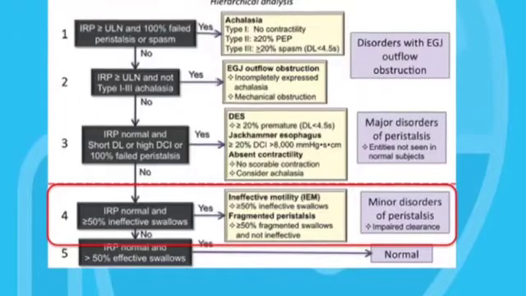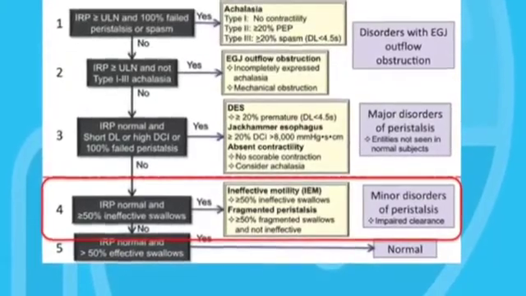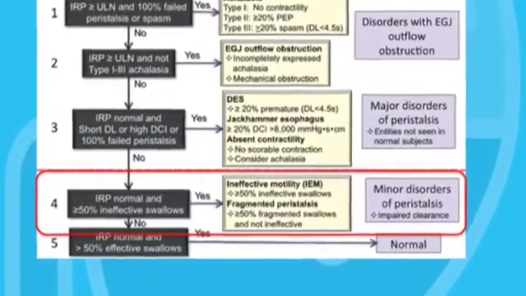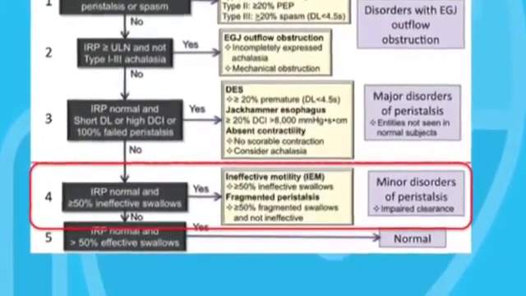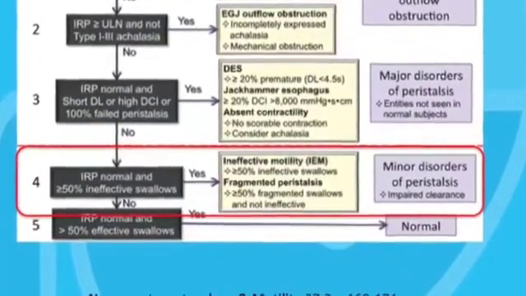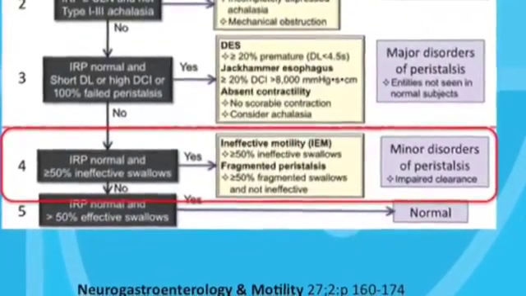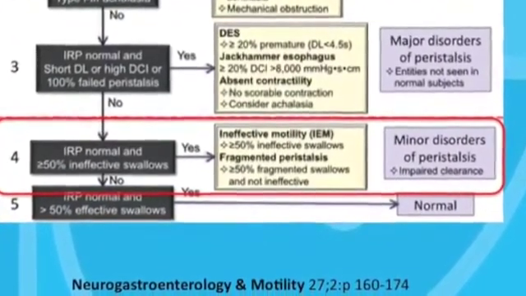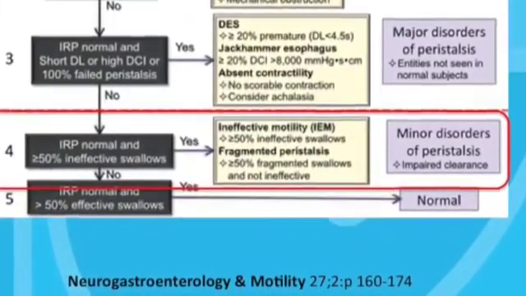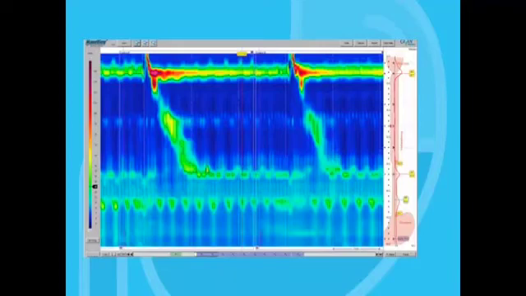Step 4 leads us to minor disorders of esophageal peristalsis. This is the situation where the peristaltic activity of the esophagus is ineffective, that is, where the DCI is low, less than 450. If more than 50% of solicited swallows are less than 450, it is diagnostic of ineffective esophageal motility. Here's an example on this slide where the esophageal peristaltic contractions look feeble.